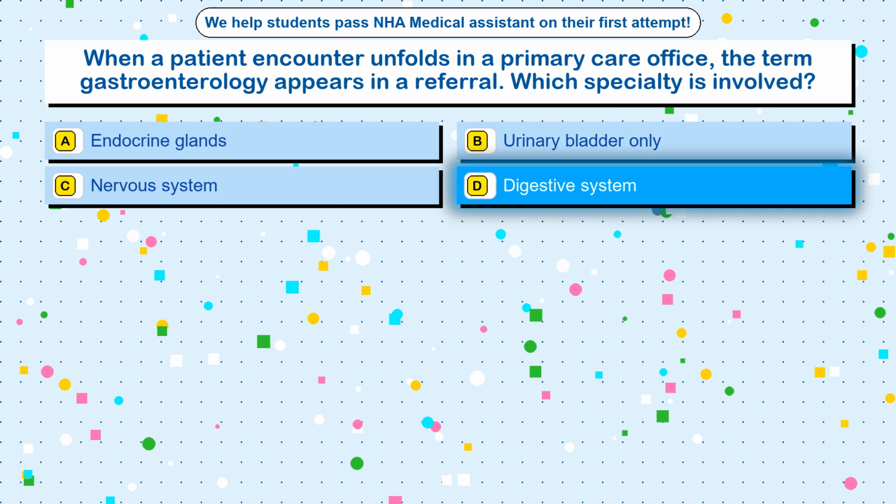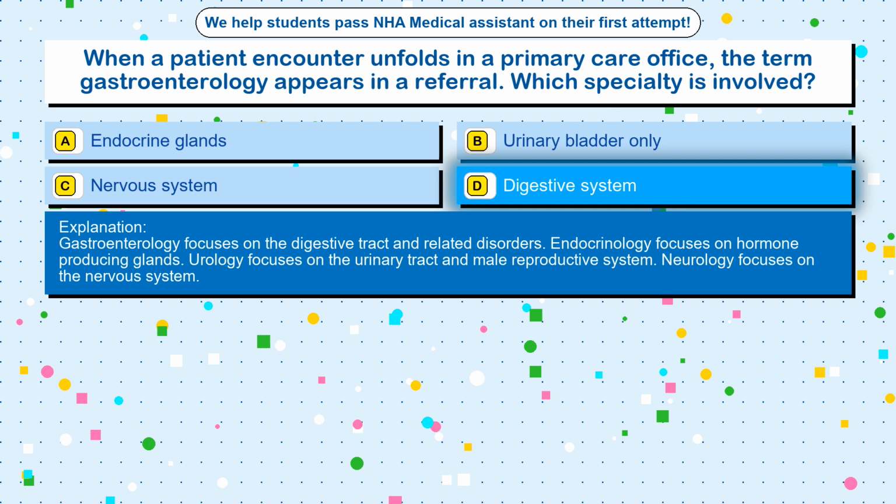The correct answer is option D, digestive system. Gastroenterology focuses on the digestive tract and related disorders. Endocrinology focuses on hormone-producing glands. Urology focuses on the urinary tract and male reproductive system. Neurology focuses on the nervous system.